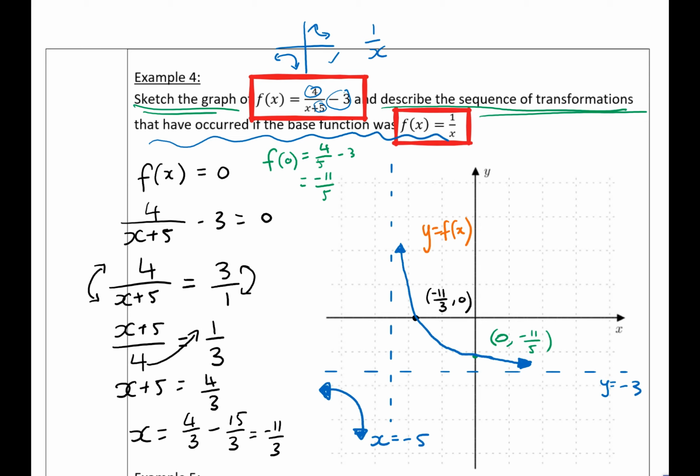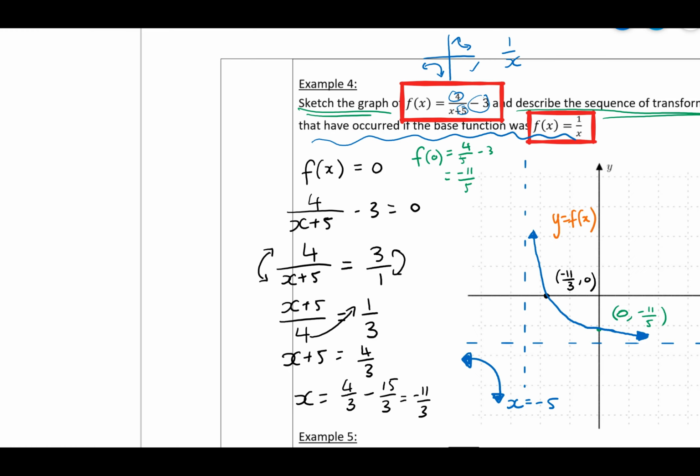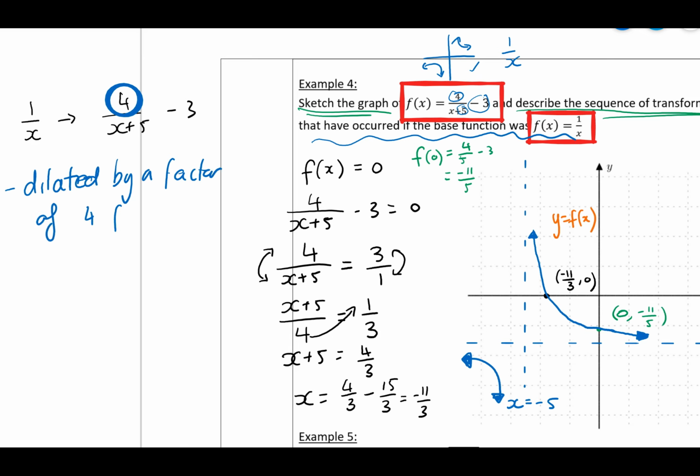And once I've done this, I now need to address the second part of the question. The second part of the question was describe the sequence of transformations that have occurred. So we'll do this on a screen with a bit more room. So I had 1 on x, and it became 4 over x plus 5 minus 3. Well, that 4 we would call dilation, or we'd say it was dilated by a factor of 4 from the x-axis.